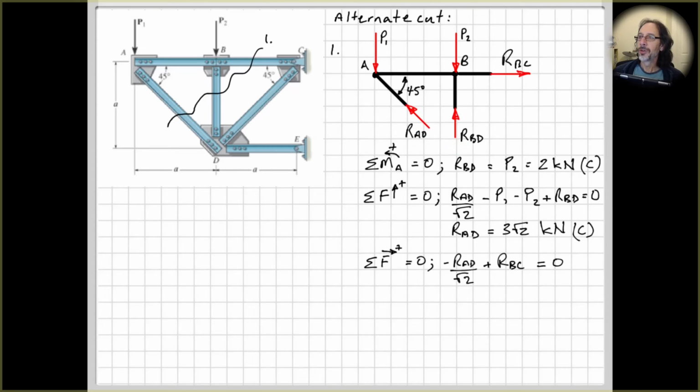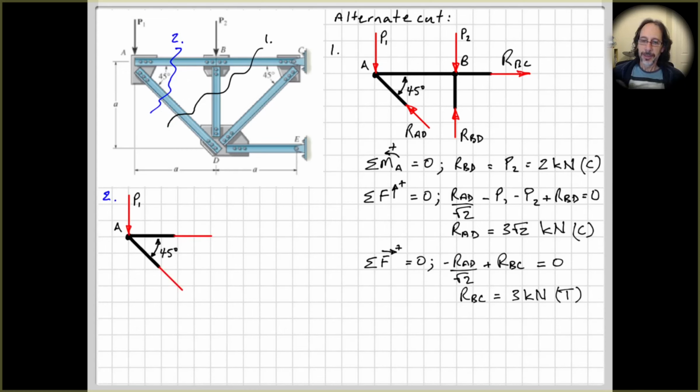And then sum of the forces in the horizontal direction equals 0. We have RBC and the horizontal component of RAD. So RAD cos 45, or RAD over root 2. Solve for RBC and we get 3 kilonewtons tension. And just to show that you can take a cut through two members, but it ends up being the same as the method of joints in practice. Take a cut through members AB and AD, put in our forces. So this one has to be acting upwards because of P1 acting downwards. And then because we've got a horizontal component to the left here, this one must be to the right.